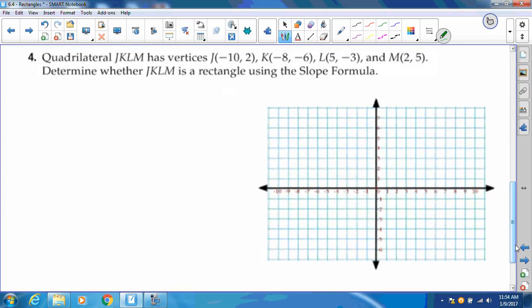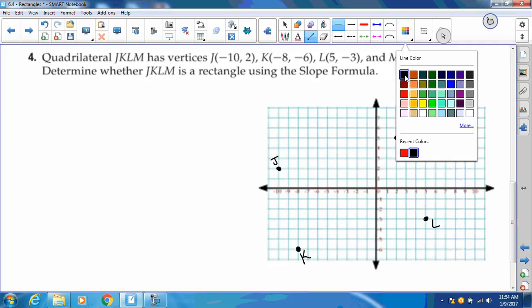Okay, now we're going to follow the same idea, only this time we're going to do the slope formula to determine if it's a rectangle. So we're going to plot our points on here. J is negative 10, 2. K is negative 8, negative 6. L is 5, negative 3. And M is 2, 5. And then I'm going to connect these.